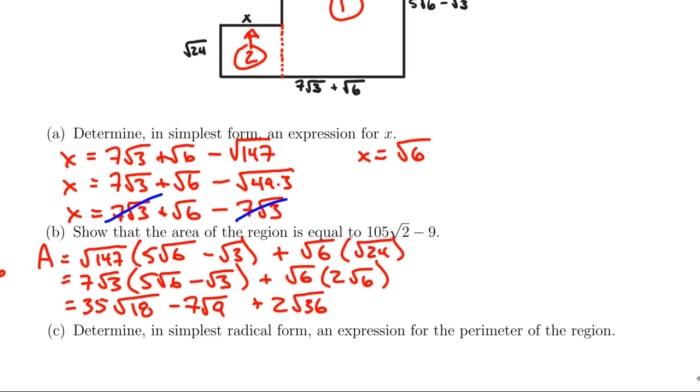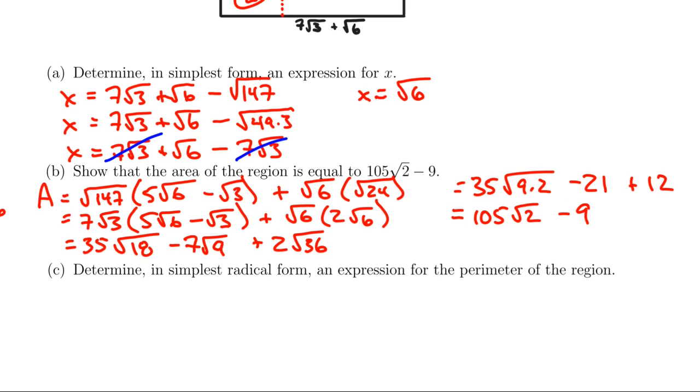All right, so let's keep going here. So root 18 is the same as 9 times 2. The square root of 9 is 3, times that negative 7 is going to be negative 21. And then the square root of 36 is 6, times 2 is 12. When I pull the 9 out of that first radical there, the square root of 9 is 3. 3 multiplied by 35 is 105, and there's a root 2 left over. And then negative 21 plus 12, well, there's my negative 9. And there we go. So I was able to show that that area was equal to 105 root 2 minus 9.